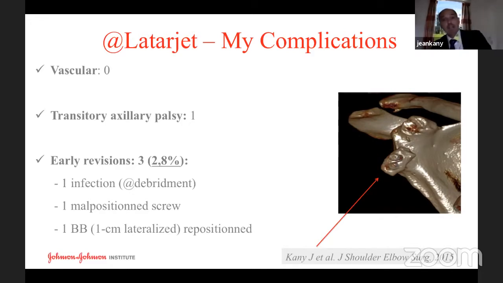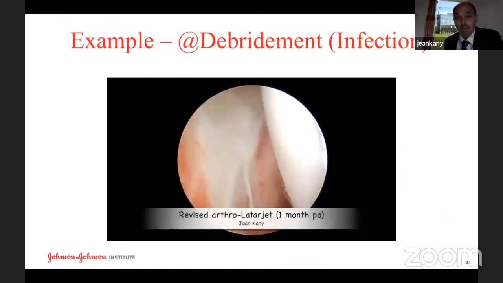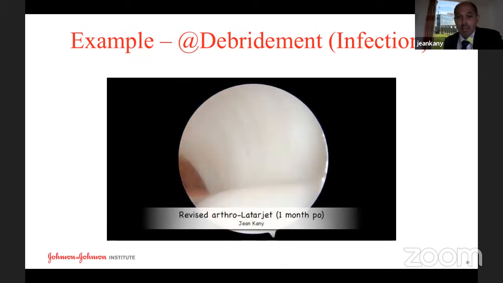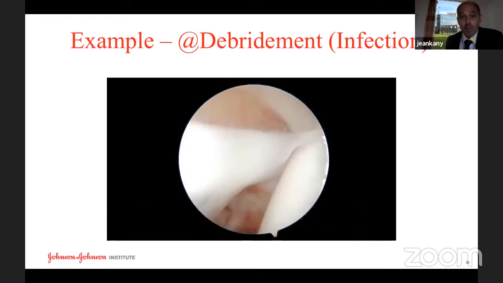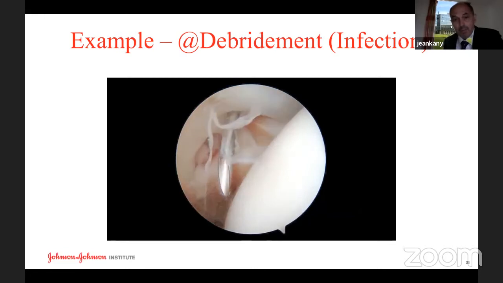And I had 3 revisions, that means 2.8%: one infection, one malpositioned screw, and one very bad positioning of my bone block. So it's not 14% like in the American publications, it's only 3%. This is an example. After 1 month, it was an infection. So I went again into the joint to drain my shoulder, and you will see how the bone block is after 1 month.